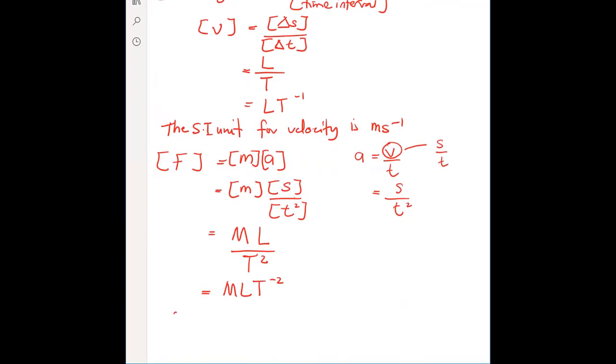Therefore, the SI unit for force is, here we have M, whose unit is kg, L whose unit is m, and T whose unit is s negative 2. So you have kg m s negative 2. So after all, the SI unit that we get is all in the form of basic quantities.